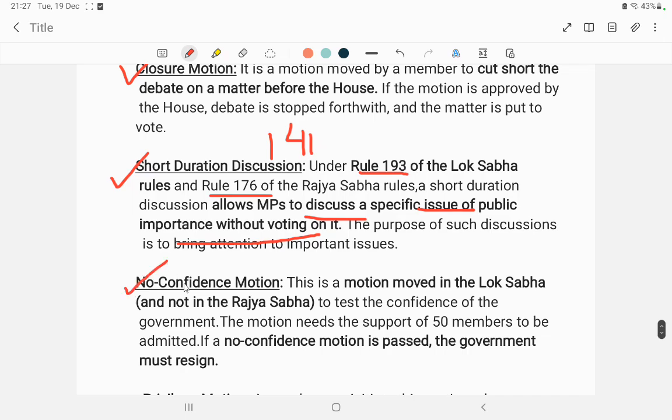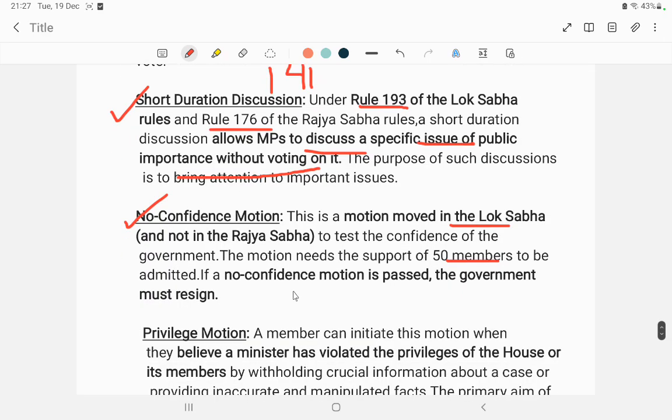Non-confidence motion. A non-confidence motion is a test of the government's strength. It is passed in the Lok Sabha with the support of 50 members. For example, out of 545 Lok Sabha members, if the non-confidence motion is passed by a majority and the government fails the test, then the government falls. That means the BJP government would fall and new elections would be held. So this is the non-confidence motion.